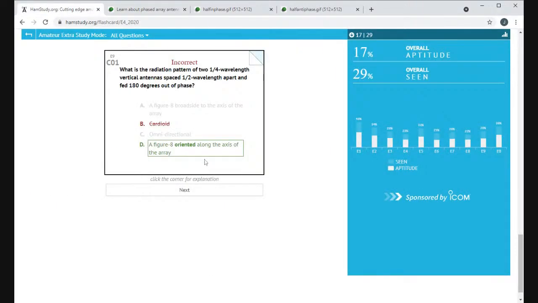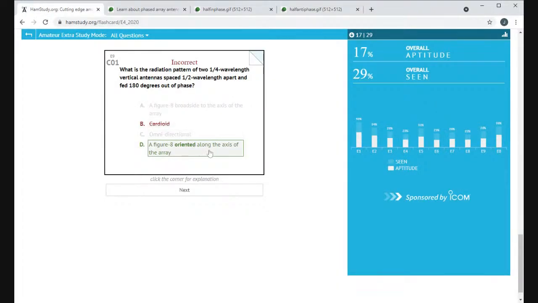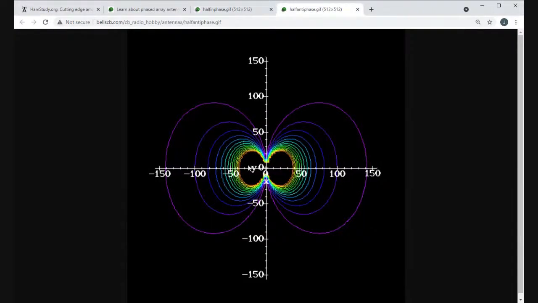So it is a figure eight oriented along the axis of the array. So if you have the two antennas along the x-axis, then the figure eight will also be along the x-axis.